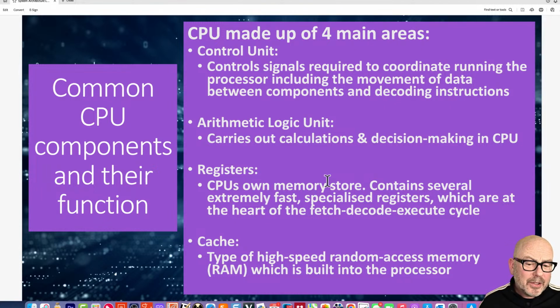Now then we come to the third thing, and do you remember all the MDR, MAR, PC, all of that? These are simply blocks of memory, which are used by the different components. And they're used as part of the fetch, decode, execute cycle.